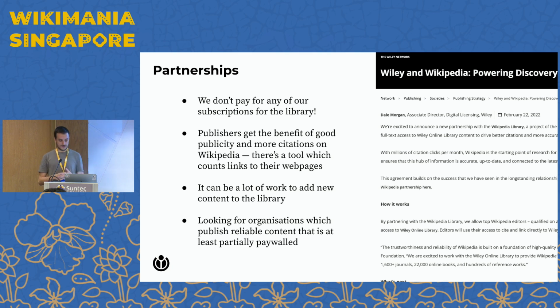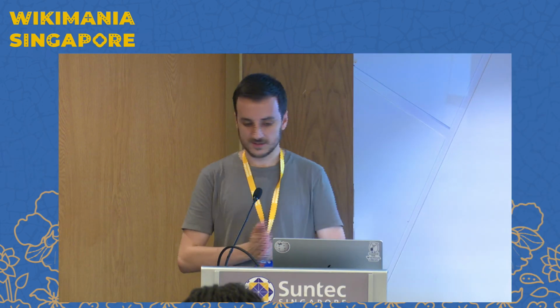And lastly, we're looking for organizations that publish reliable content that is at least partially paywalled. There is a whole host of potentially paywalled content online that we wouldn't want to add to the library because it's not considered reliable by various communities. And there's also plenty of reliable content online that is open access, that's free. We've decided not to include that in the library because we're trying to scope the tool to be just how you get access to that paywalled content. There are many other venues online for finding that open access content. So that's all I wanted to say.